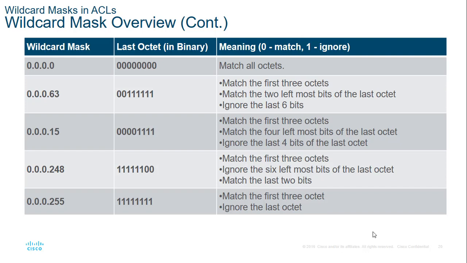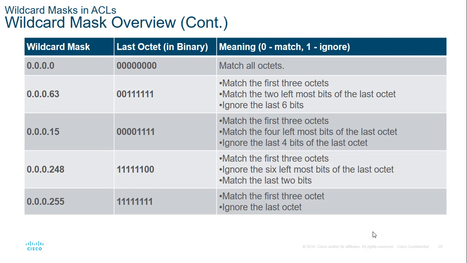So if it's 192.168.10.1, then it must be 192.168.10.1. In the second one, you want to match the first 3 octets, so it's 192.168.10, and then after that, you want to match the 2 leftmost bits of that octet. Which means it's going to be a higher number there. Anything from 64 through 128, 192 actually, would have to come into that one.